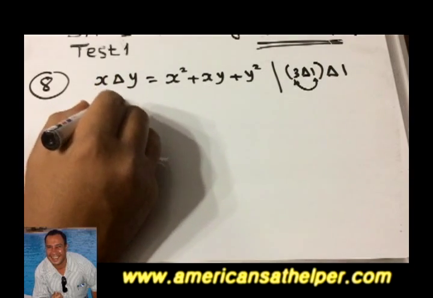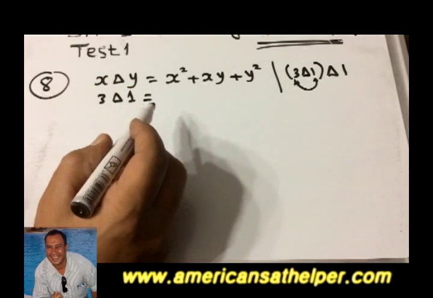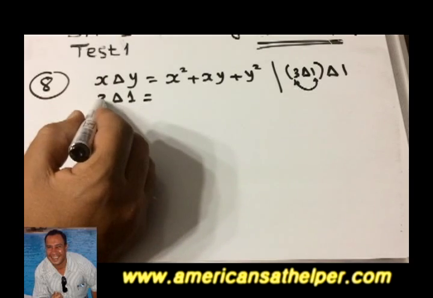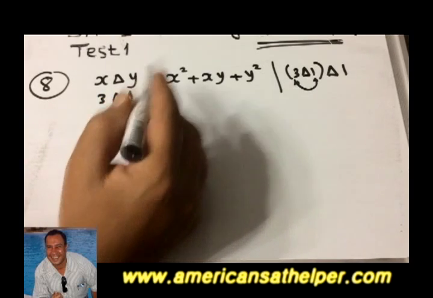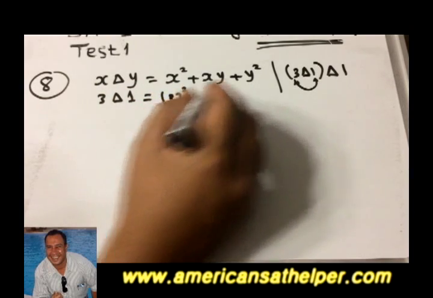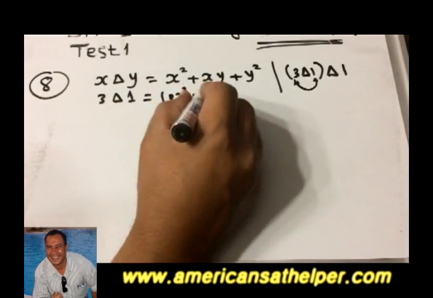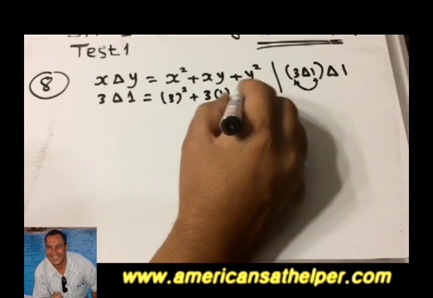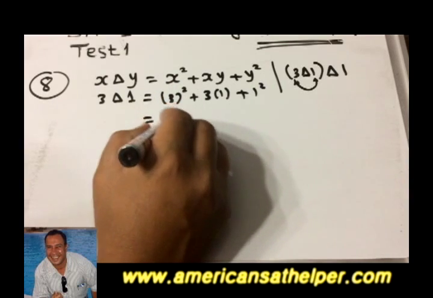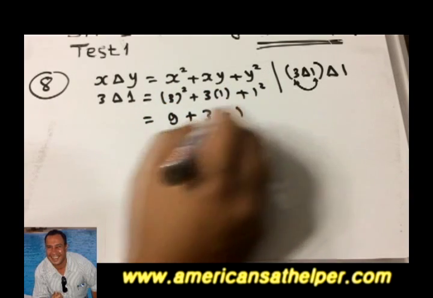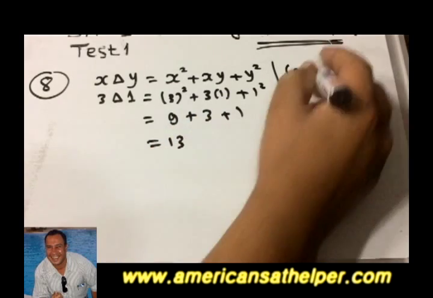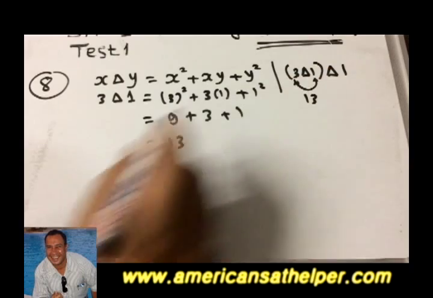3 triangle 1. According to the definition, we have to replace the value of x by 3 and the value of y by 1. This means x squared, which is 3 squared, plus xy, the product 3 multiplied by 1, plus y squared, which is 1 squared. 3 squared is 9, plus 3 times 1 is 3, plus 1. 9 plus 3 is 12, plus 1 is 13. So this value is 13.